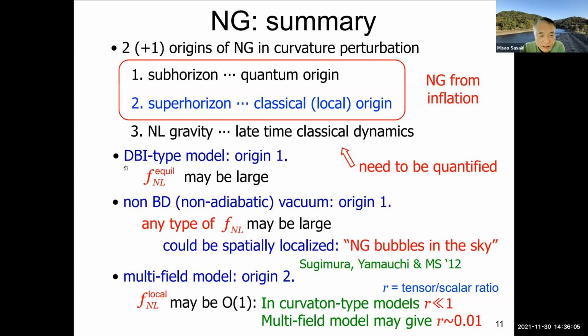For the first case, a non-trivial kinetic term, which essentially means a non-trivial interaction model. In this case, equilateral non-Gaussianity can generally be quite large. If you consider some non-adiabatic or non-BD (Bunch-Davies) vacuum, then you assume something highly speculative, some phenomena that happened before inflation, let's say. So it depends on what kind of phenomena you think, and depending on what kind of state you assume, you may get any type of non-Gaussianity.